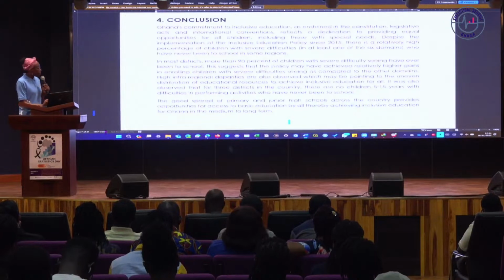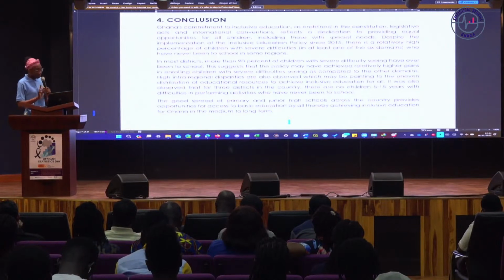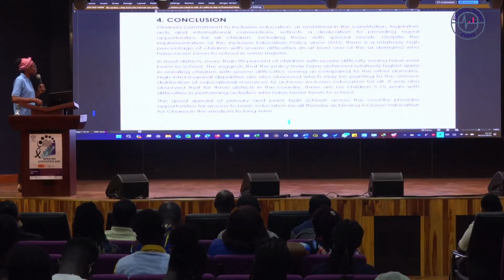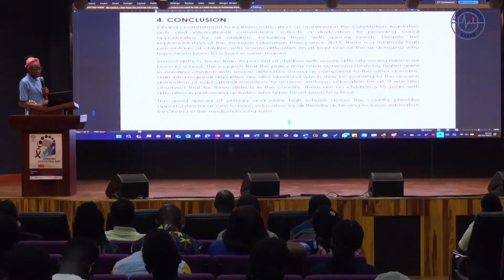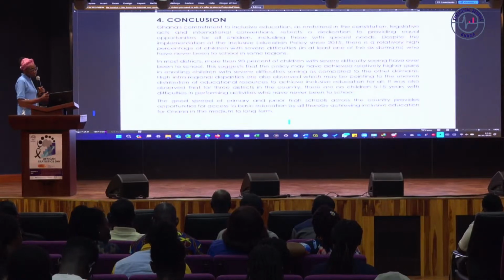Now, in most districts, like I mentioned earlier, we have more than 90% of children with severe challenges in seeing who have been to school before. And that, like I mentioned, is a very great sign. It suggests that the policy may have achieved great strides in enrolling children with severe sight difficulties as compared to other domains. We have also observed high intra-regional disparities, and these may be pointing to uneven distribution of educational resources to achieve inclusive education.